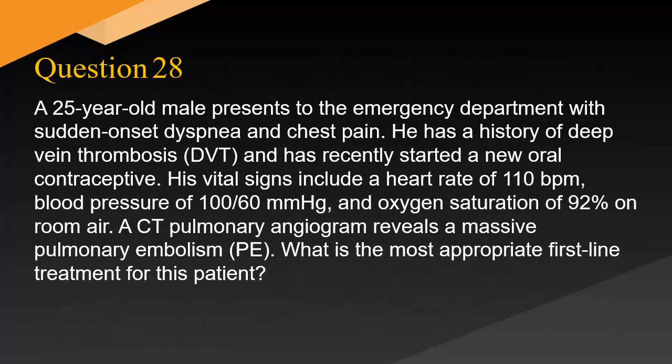A 25-year-old male presents to the emergency department with sudden onset dyspnea and chest pain. He has a history of deep vein thrombosis (DVT) and has recently started a new oral contraceptive. His vital signs include a heart rate of 110 bpm, blood pressure of 106 mmHg, and oxygen saturation of 92% on room air. A CT pulmonary angiogram reveals a massive pulmonary embolism (PE). What is the most appropriate first-line treatment for this patient?